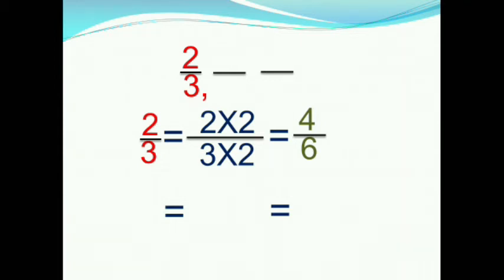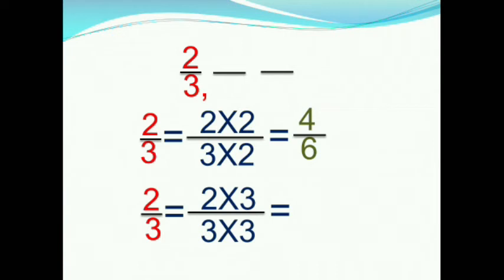Now we will find the next equivalent fraction of 2 by 3. To find the third equivalent fraction, we should multiply the numerator and denominator by 3. 2 3s are 6, 3 3s are 9. So the third equivalent fraction of 2 by 3 is 6 by 9. Therefore, the next two equivalent fractions of 2 by 3 are 4 by 6 and 6 by 9.